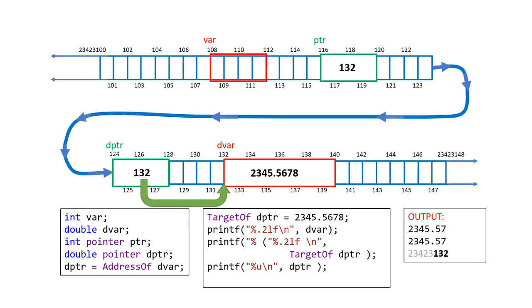But as you see, the way I am printing the double pointer is exactly the same way I printed the integer pointer. They are both with %u because they are both unsigned integer values. Are we OK with this? Do we understand the concept?